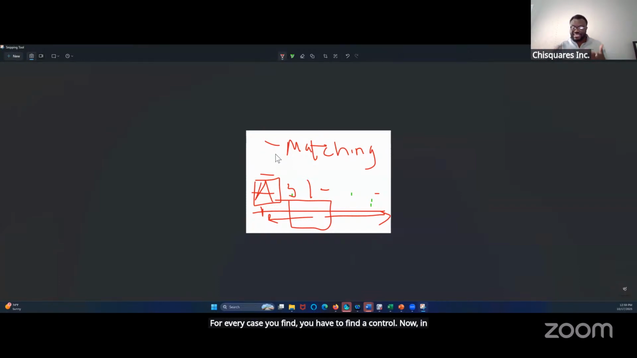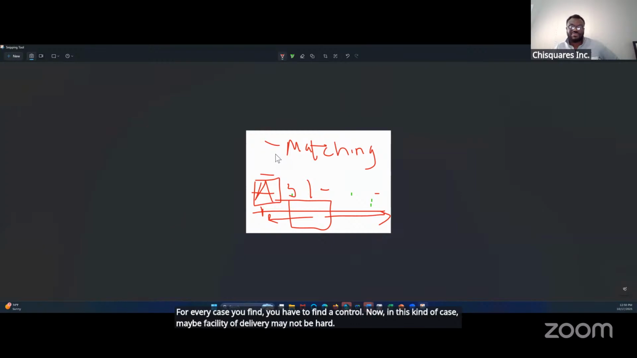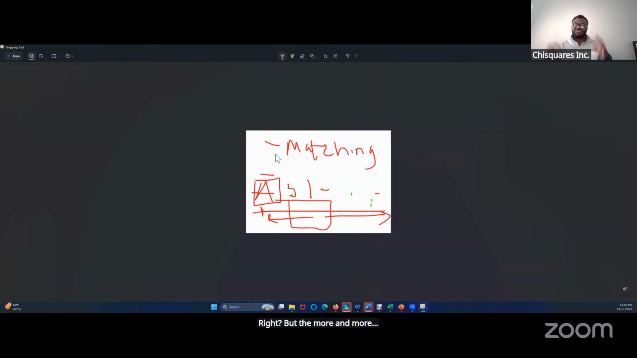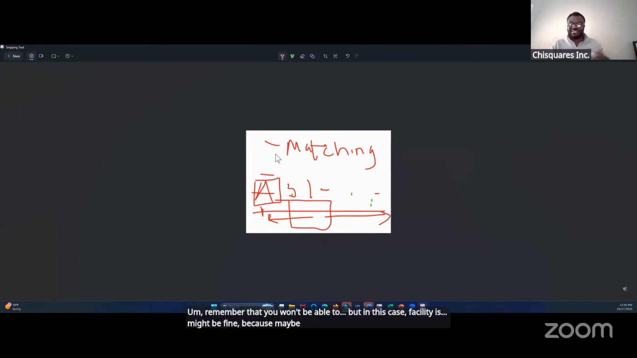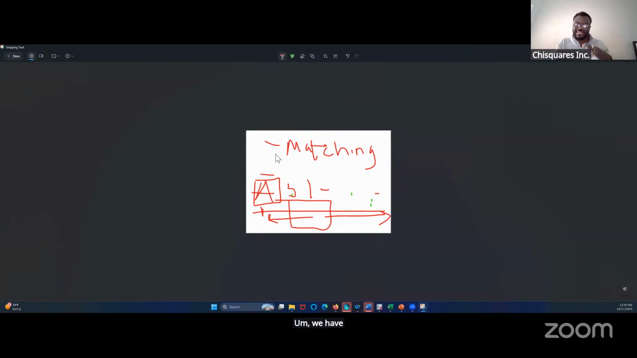Now, in this kind of case, maybe facility of delivery may not be hard, right? But the more and more extra factors you pull in, the harder it gets. In this case, facility might be fine, because maybe we have a facility there that we can easily select controls from. But be aware also that another downside of matching on too many variables is, once you match on a variable, you can't see that variable in your regression anymore. When we fit regression models and we have age and sex and whatever, matching on a variable means that you won't be able to explore that factor any further, right?